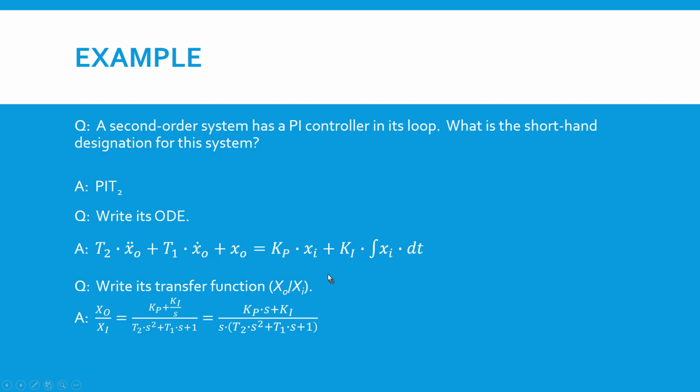Notice what happens with the integral controller here is we wind up with a 0 in the numerator of the transfer function.